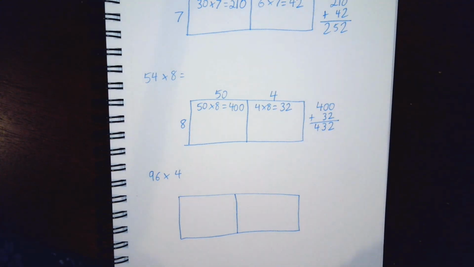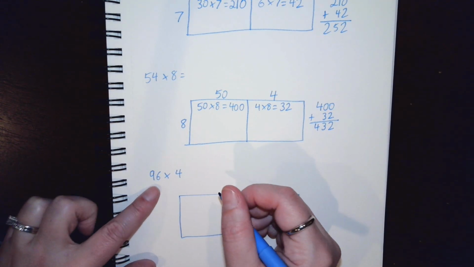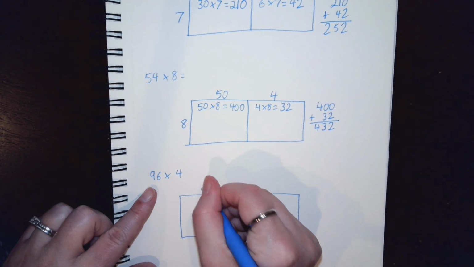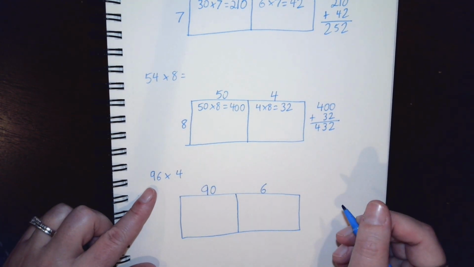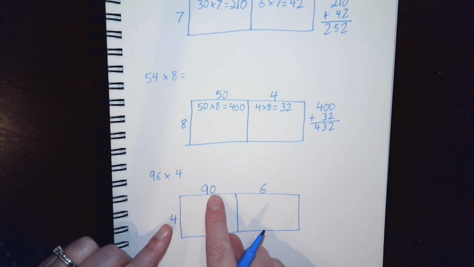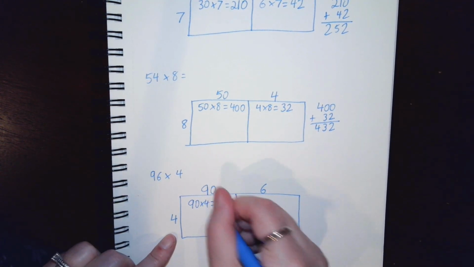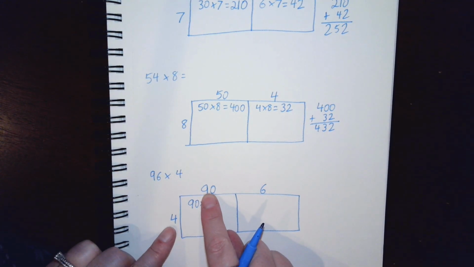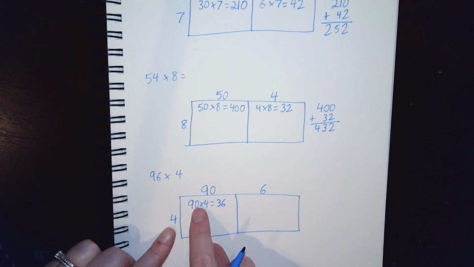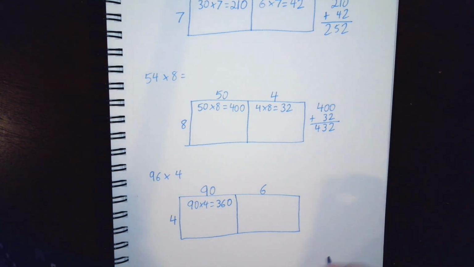Okay, so after you did your problem, you're going to expand out to check your problem. The first thing you should have done was expand out the 96. So I'd have 90 and I would have 6. I would write my other factor on the side, which is 4. So 90 times 4 is my first problem. Now I'm doing 9 tens times 4. 9 tens times 4 is 36. And I need to add in that 0. So 90 times 4 is 360.